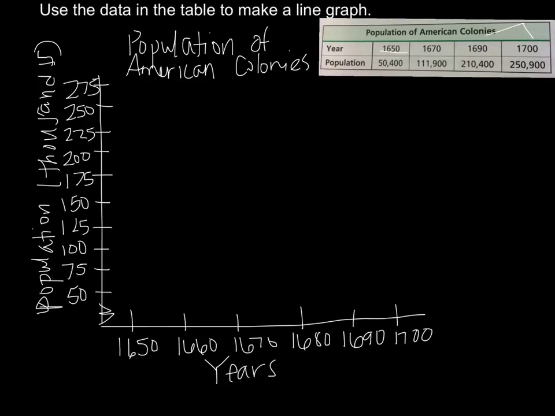Okay, now it's time to plot our points. So at 1650, the population was at about 50,000. So I can just put my dot there. At 1670, it was at about 111. So I put my dot there and connect them with a straight line, straight as I can make it. 1690 was 210,000. And then at 1700, it was about 250,000.